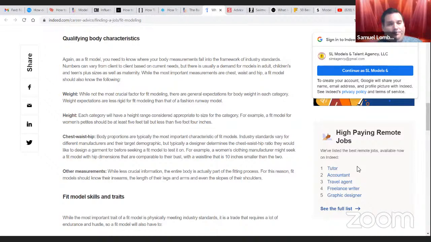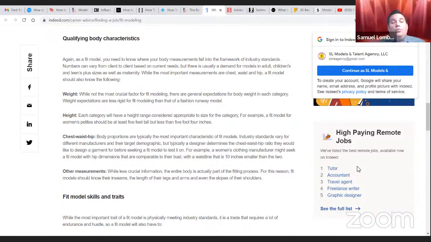Industry standards vary for different manufacturers and their target demographic, but typically a designer determines the chest, waist, hip ratio they would like to design a garment for before seeking a fit model to test it on. For example, a woman's clothing manufacturer might seek a fit model with hip dimensions that are comparable to their bust, with a waistline that is 10 inches smaller than the two. Okay, so it's really going to be about what they are looking for, basically, is what the bottom line is.